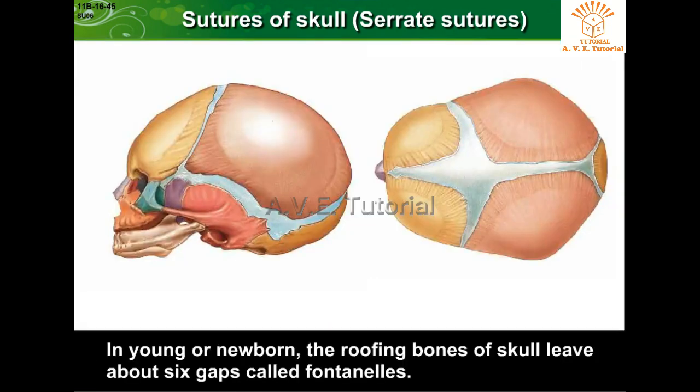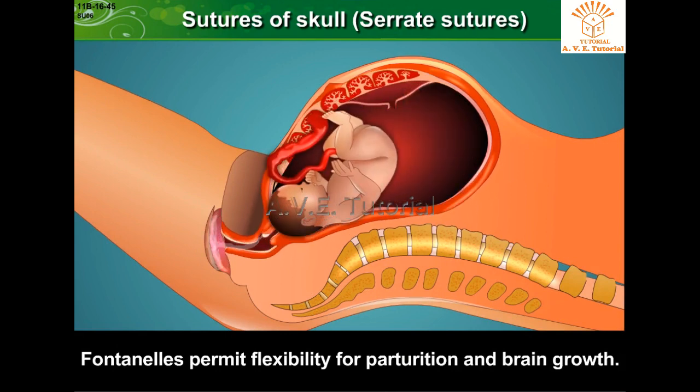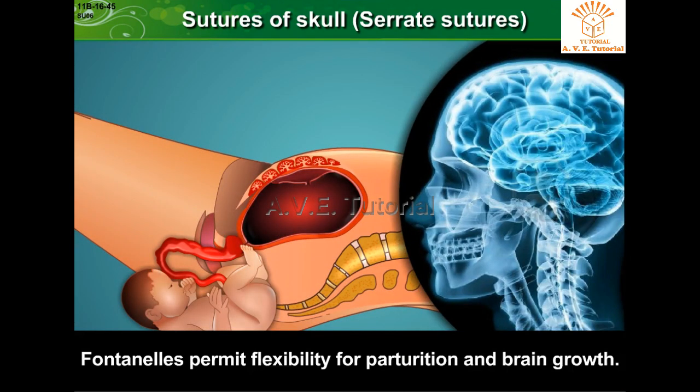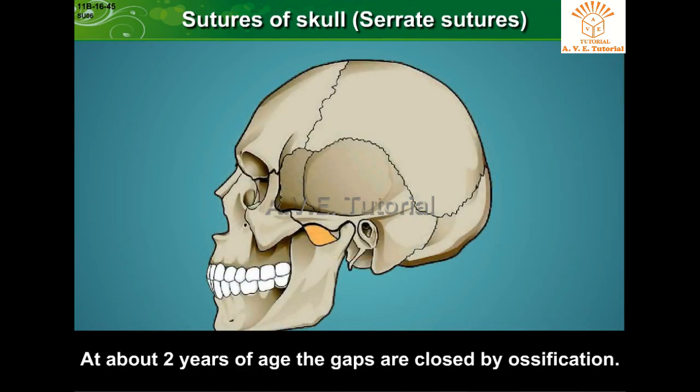In young or newborn, the roofing bones of the skull leave about 6 gaps called fontanelles. Fontanelles permit flexibility for parturition and brain growth. At about 2 years of age, the gaps are closed by ossification.